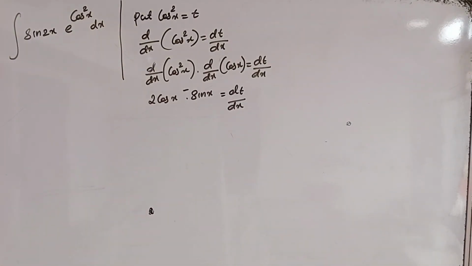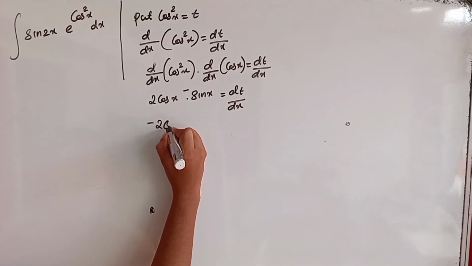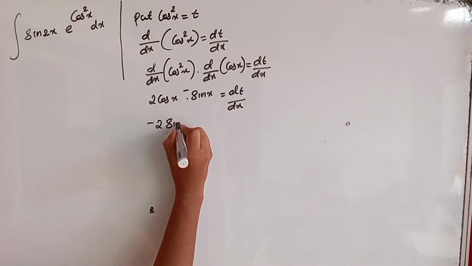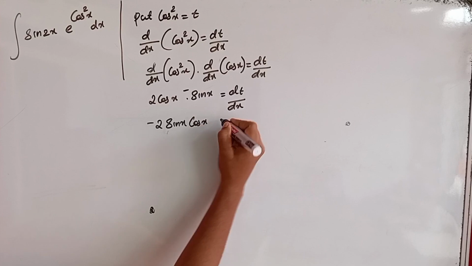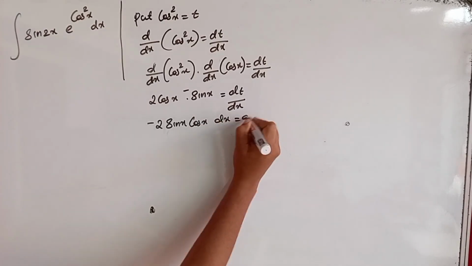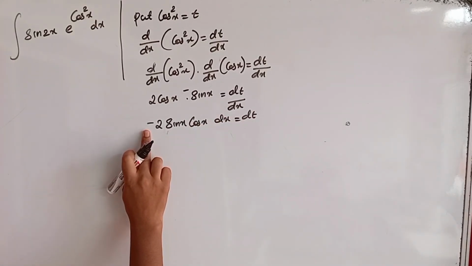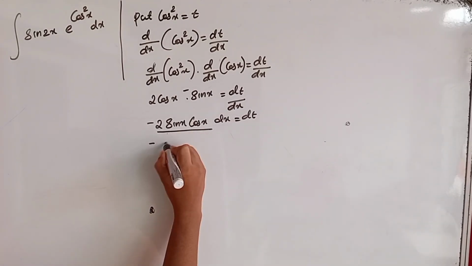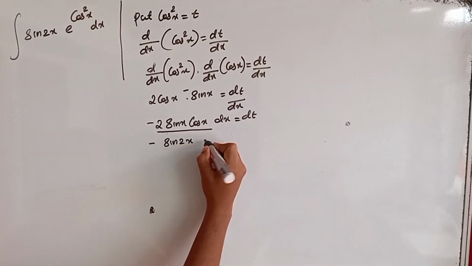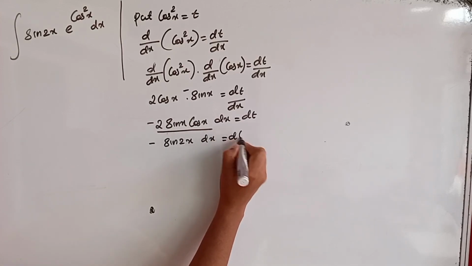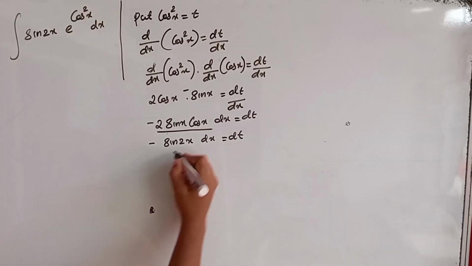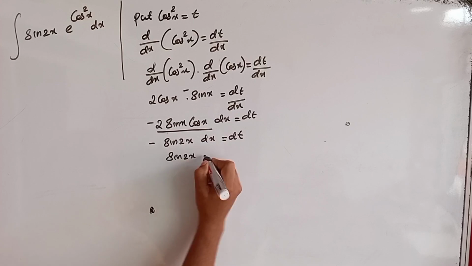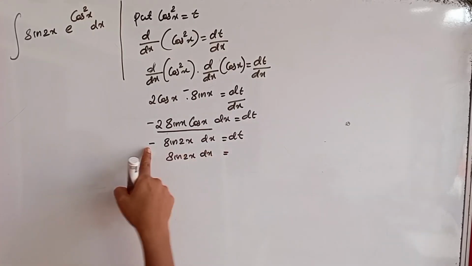2 cos x, and the derivative of cos x is what? Minus sin x. So the left side becomes minus 2 sin x cos x dx equal to dt. Okay, we know that 2 sin x cos x is the expansion of the formula sin 2x. So this becomes minus sin 2x dx equal to dt. That is, sin 2x dx equal to minus dt.